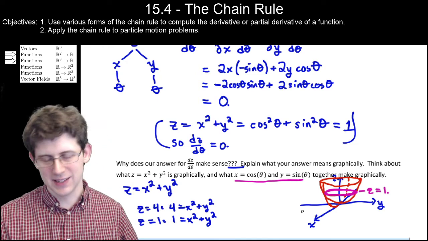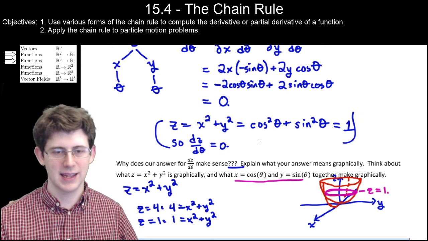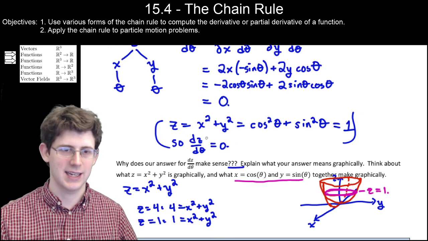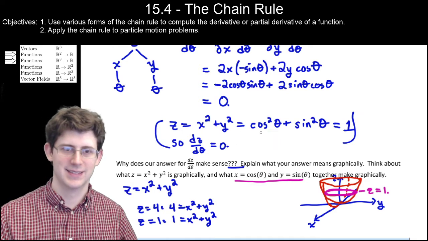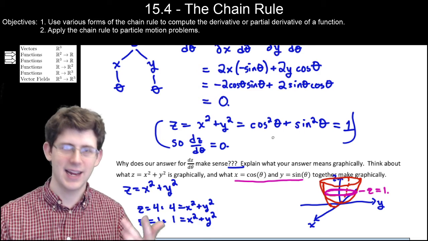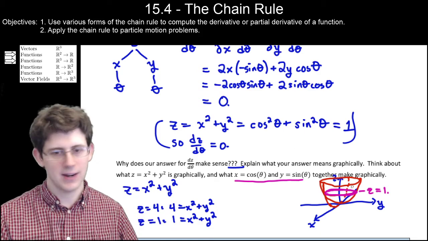I don't really like this reason as much as I like the algebra reason. The algebra reason is so satisfying to me, the Pythagorean identity. Ta-da! But if you like the graphical reason, that's okay too.